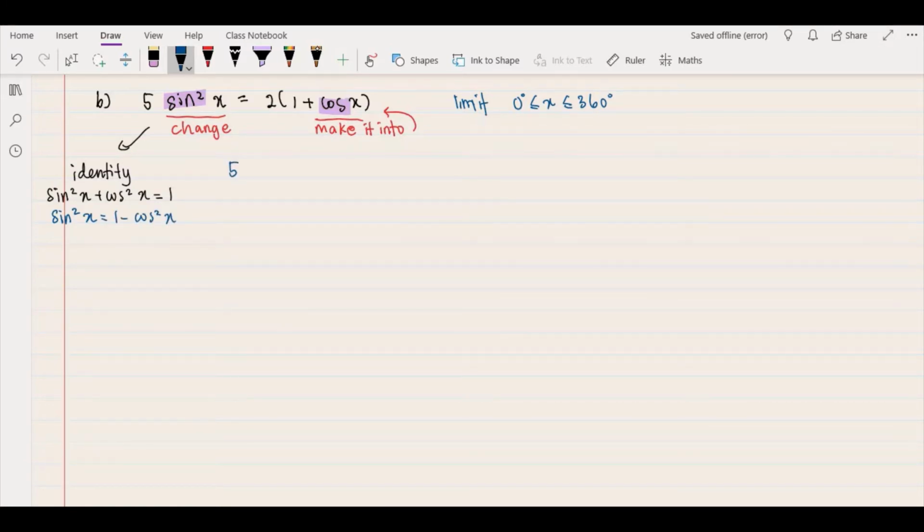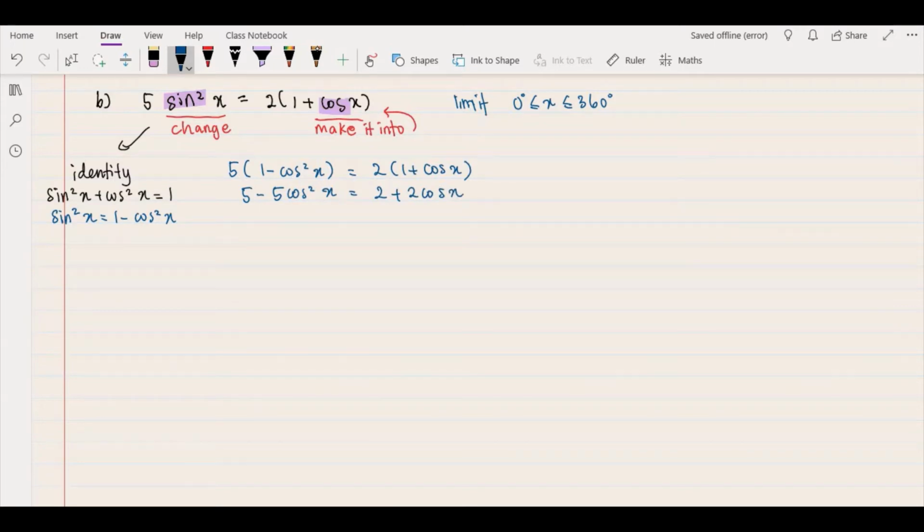So I will have here 5 times 1 minus cos square x is equal to 2 times 1 plus cos x. Do not change the right hand side. Let's just copy it exactly as given. So let's just expand the bracket. We will have 5 minus 5 cos square x equals 2 plus 2 cos x.